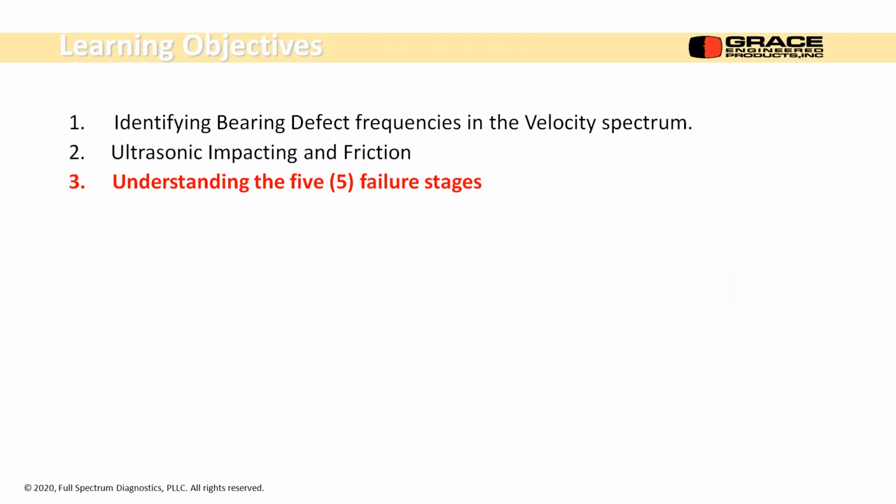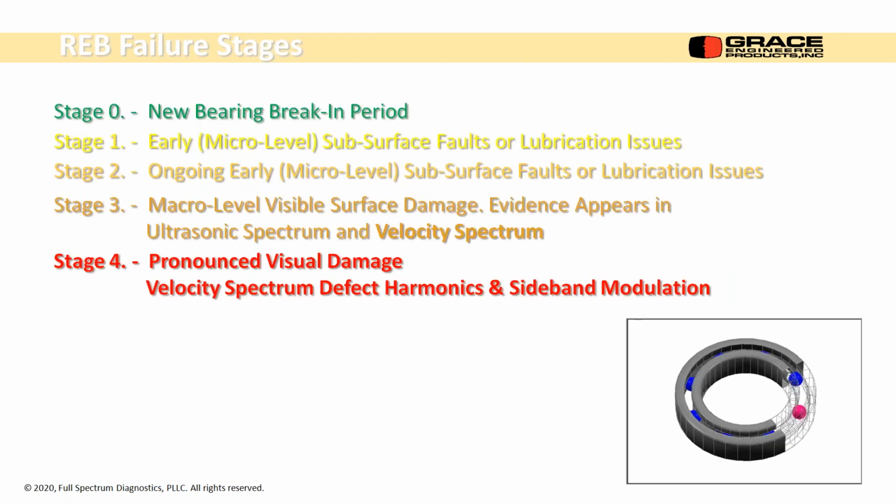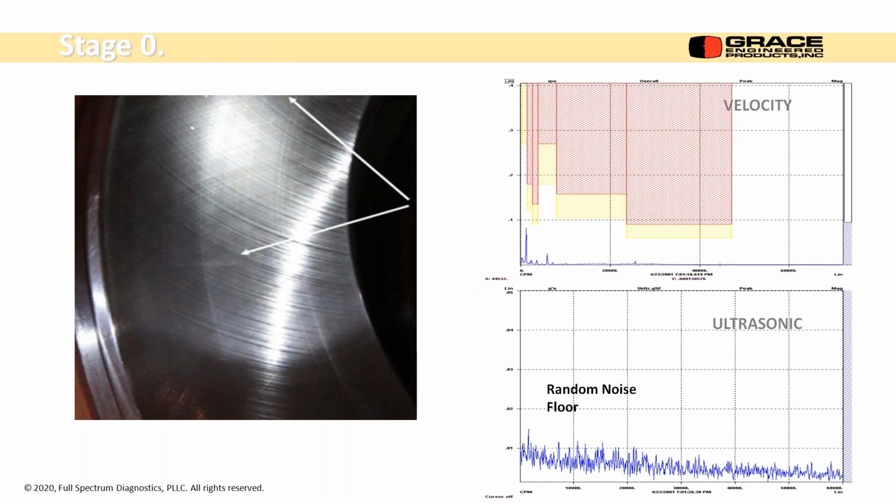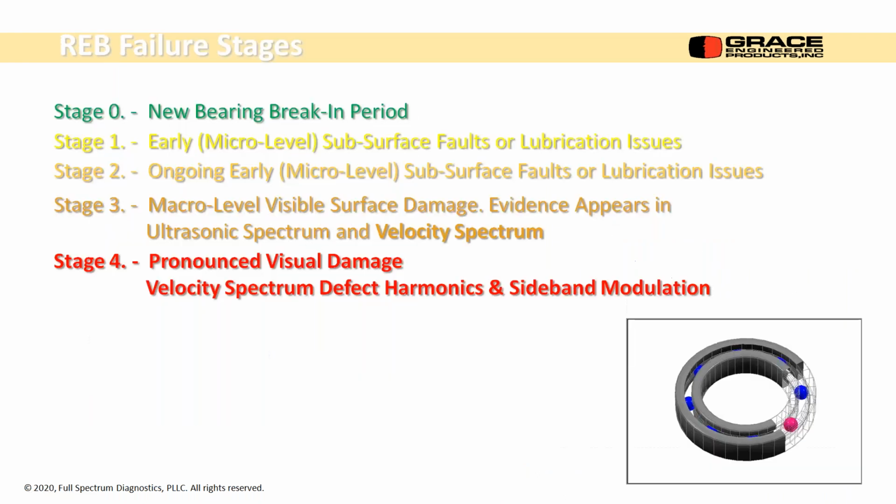And last, the 5 failure stages of bearing. I've got 2 minutes left. New bearing, it's stage 0. A lot of people don't even know this exists. It's a new bearing break-in period. You have machining marks on your raceway that you're trying to get rid of. If you do a velocity spectrum, a normal spectrum, you won't see any bearing defects. If you do an ultrasonic spectrum, you'll see just random noise floor. All you're doing is breaking off the little peaks, the little errors in machining, and smoothing out the raceway, actually.